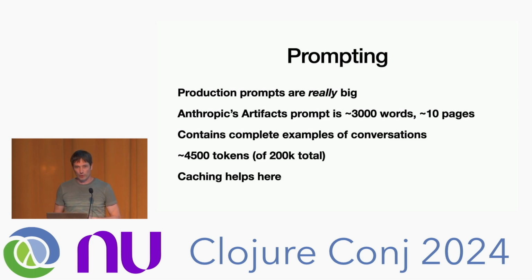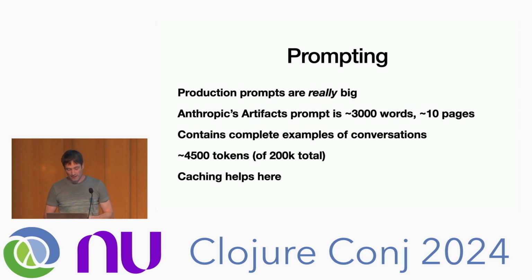It's like 3,000 words. It's about 10 pages of code when I skipped through it. And what was really crazy to me was that it has complete examples of conversations in there. So the user said this, and the assistant replied this, and then it used this artifact, and this was its justification for using the artifact. And then the next time, it says, oh, I'm going to reuse the same artifact because it met this and this criteria.